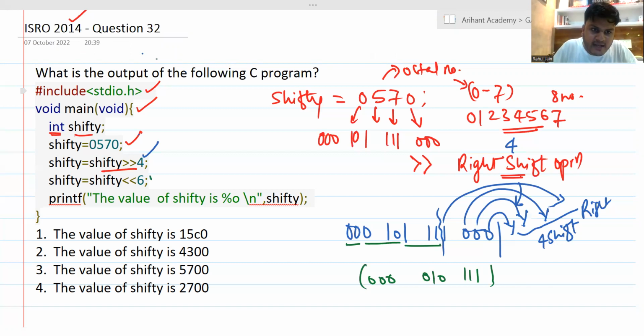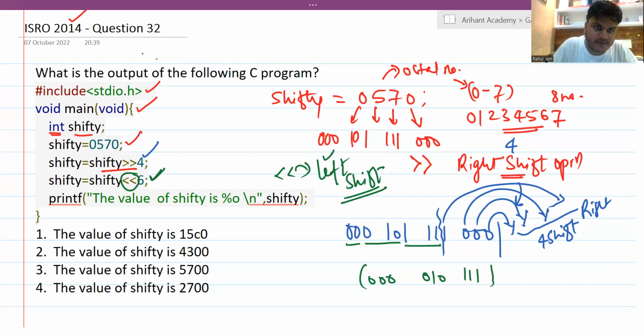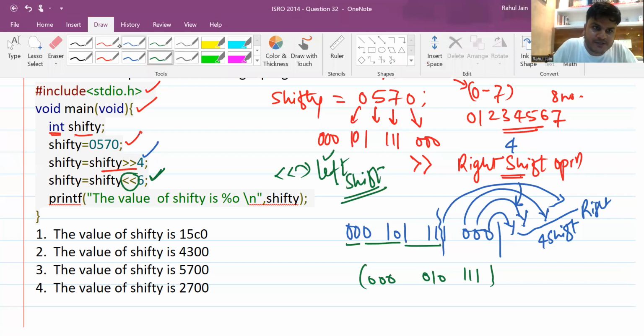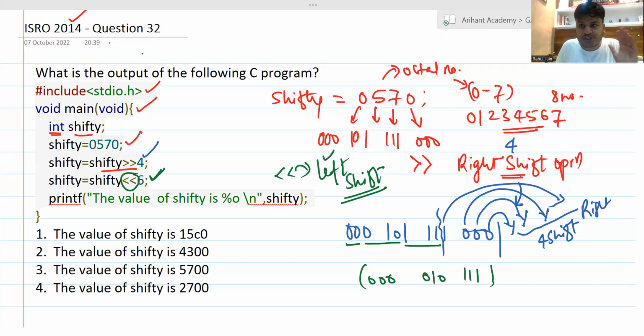Now what we are doing here: this symbol is the left shift operation. This symbol is what kind of operation? It represents the left shift operation. So in left shift operation, we need to shift 6 bits toward the left side. I will shift this 0, I will shift this 0, I will shift this 0. As you can see, 3 zeros are already shifted.